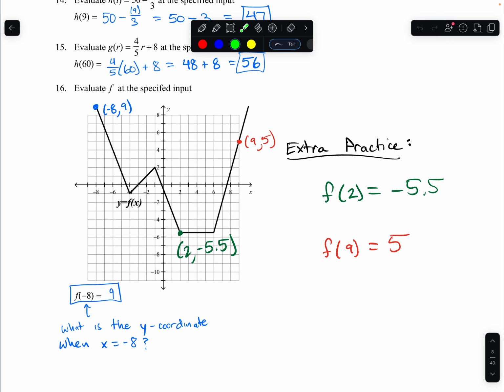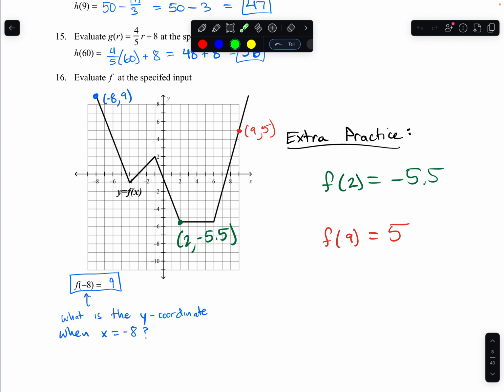Try a couple more. You don't have to do these, but if I asked you for f of 2, well, where's the point on the graph with the x-coordinate of 2? That's this green point here, and the y-coordinate of that point is -5.5. It's right in between -5 and -6. So that's why we have negative 5.5 there. F of 9, well, the red dot here is the point on the graph with an x-coordinate of 9, and its y-coordinate is 5. So f of 9 equals 5. The next problem is going to be a little bit more difficult than this, but it's the same idea.